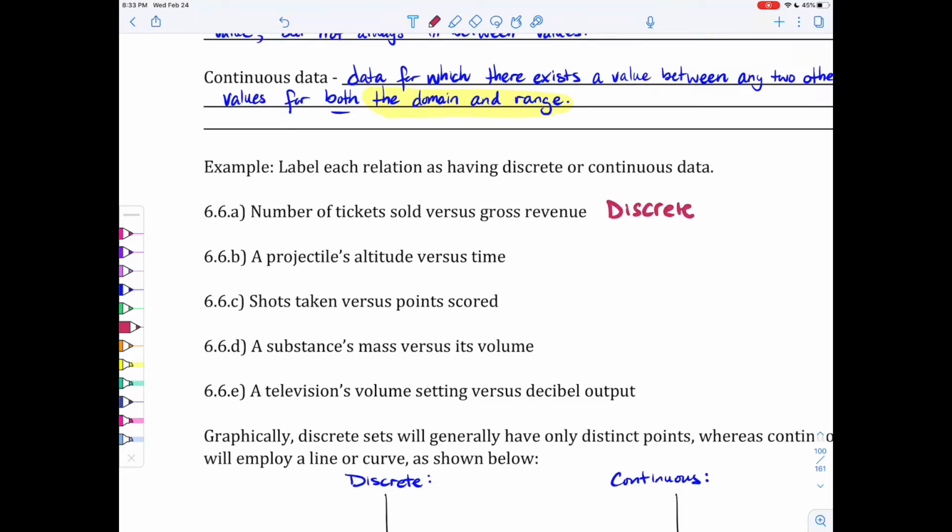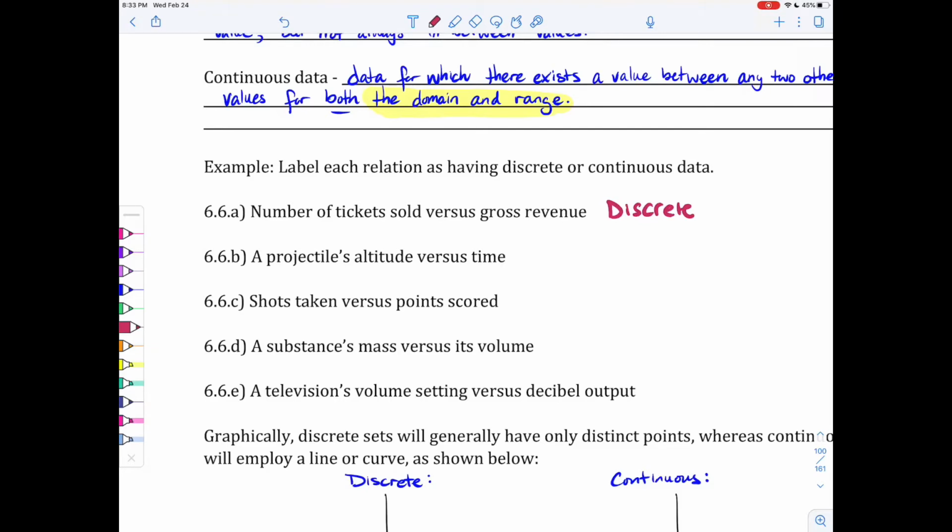Although we can also look at the gross revenue and say that that would be discrete, because even though we can have decimals in terms of money, like $10.50, we can't have any decimal we want. So there's always going to be an increment. So therefore, these are discrete.